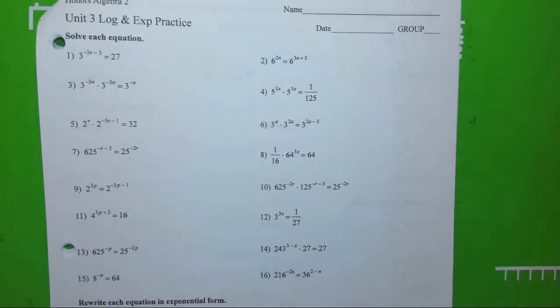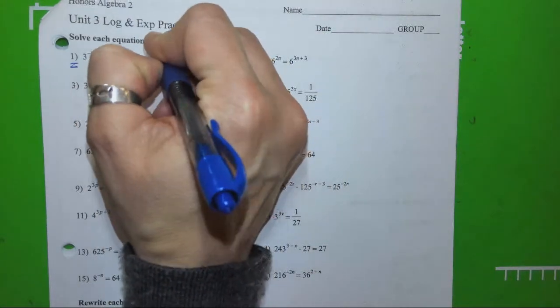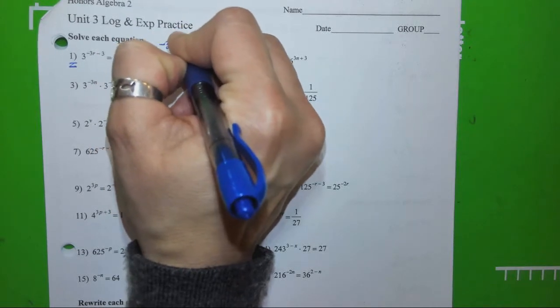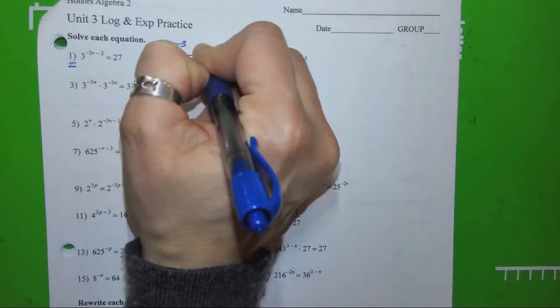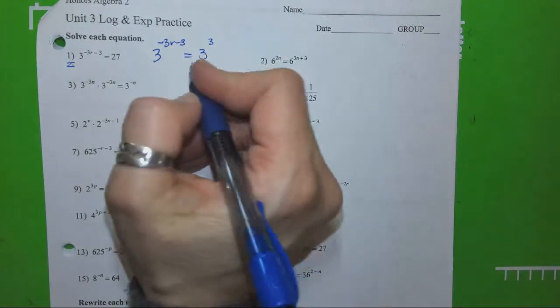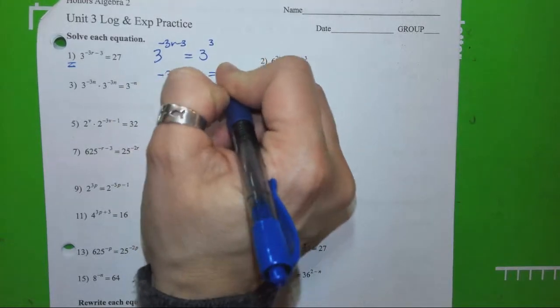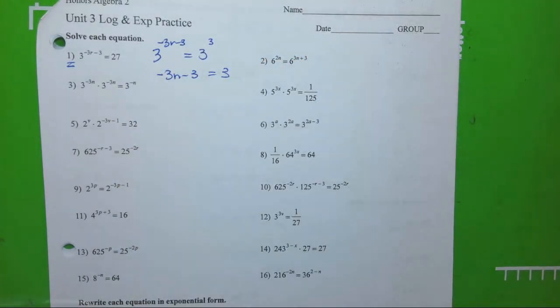Okay, we did the odds. So let's look at number 1 and try that one together. We have a base of 3 and we have 27. What do you want to do? 3 cubed equals 27. So I have 3 to the negative 3r minus 3 equals 3 to the third. Then what? So I'd have negative 3n minus 3 equals 3. And then I'd solve from there. You okay with that?